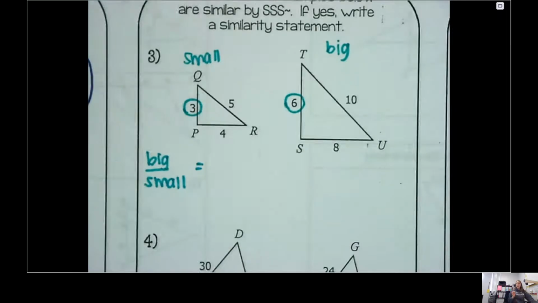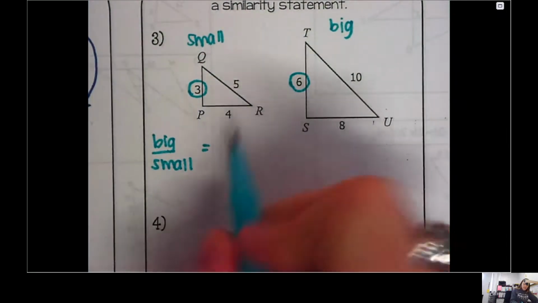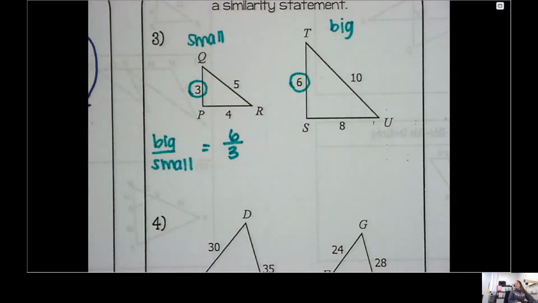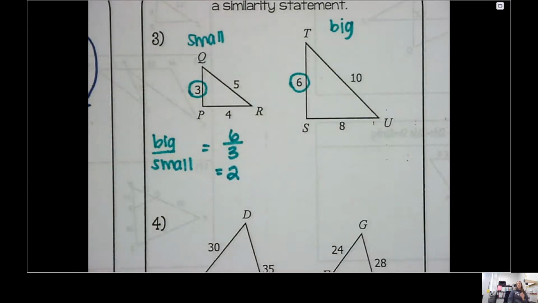So in my problem there, the two that match up, I've got 6 and 3, so I'm going to do 6 divided by 3. What is 6 divided by 3? 2. I'm going to put it right underneath. So that's 2. The ratio there is 2. Now, all of the other ones have to be 2 for them to be similar.